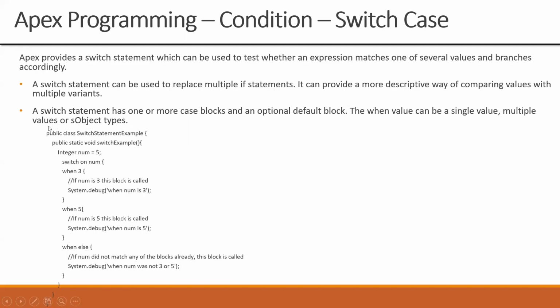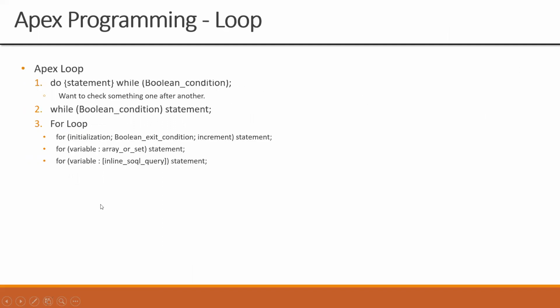And then we have switch case also. Switch case is, it switches on the number: when 3, this will execute, when 5, this will execute, else this will execute. So that switch case we will understand, and then we will come to loops. Tomorrow we will see loops also.